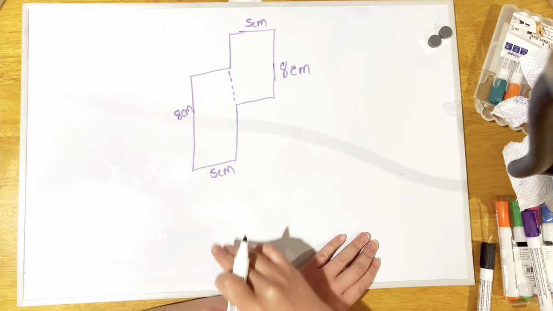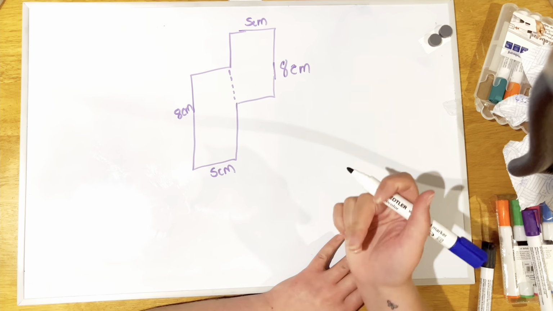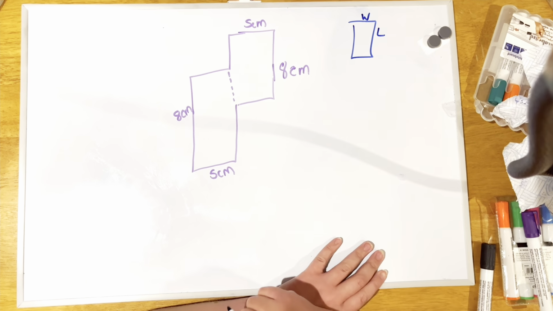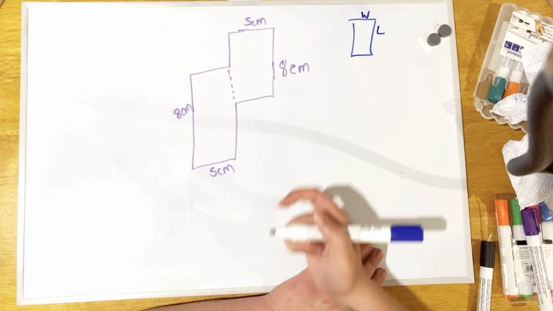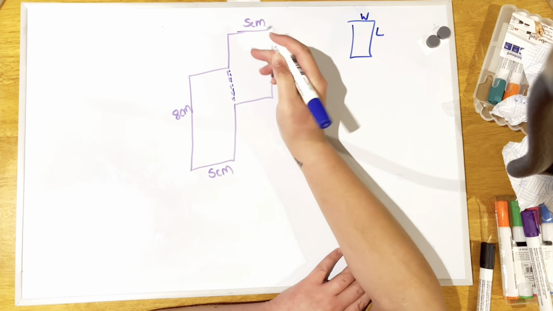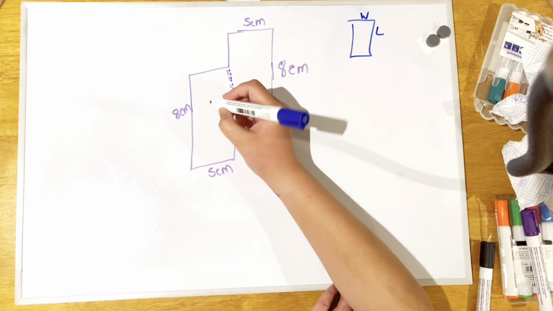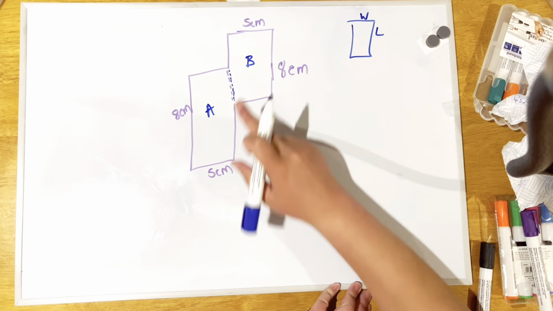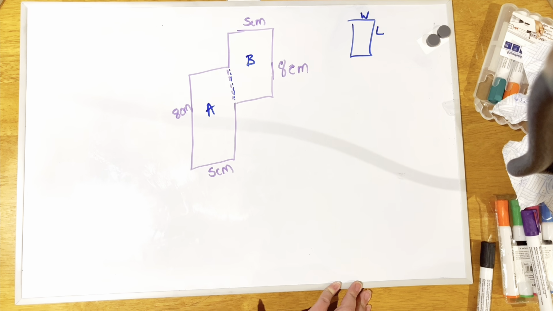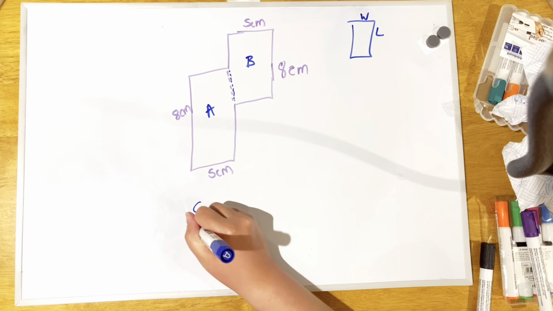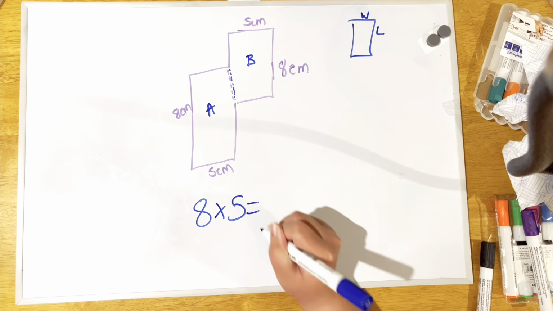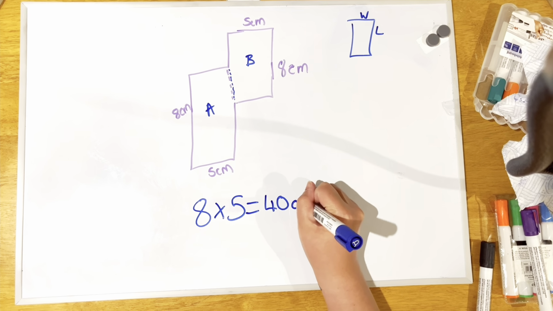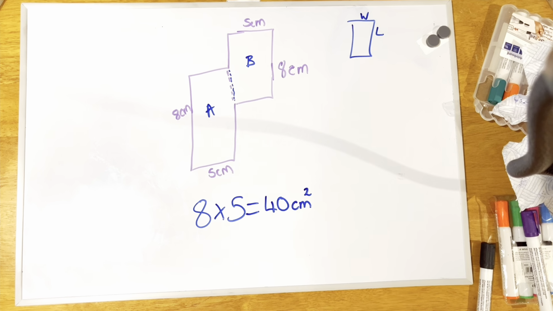Okay, so for question 3, I want to work out this one. Now, it's not a normal rectangle. I can't just do my width times my length, so I need to work it out a bit more. Well, I can split my shape, which is what they've done for us here. So I can have shape A and shape B. So I can work out the area of shape A and the area of shape B and add them together. So let's do that. So shape A is 8 times 5, and 8 times 5 is 40. What do I need to include? Centimetres, because it's area, squared.